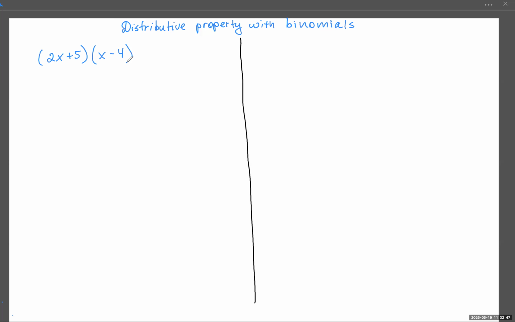So the first parenthesis is a binomial. Binomial is just a polynomial with two terms, and the second parenthesis is a binomial. We're multiplying them together. So the first approach is to use a double distributive property. And in order to do that, we will take the first term from the first parenthesis and multiply it by everything inside the second parenthesis.